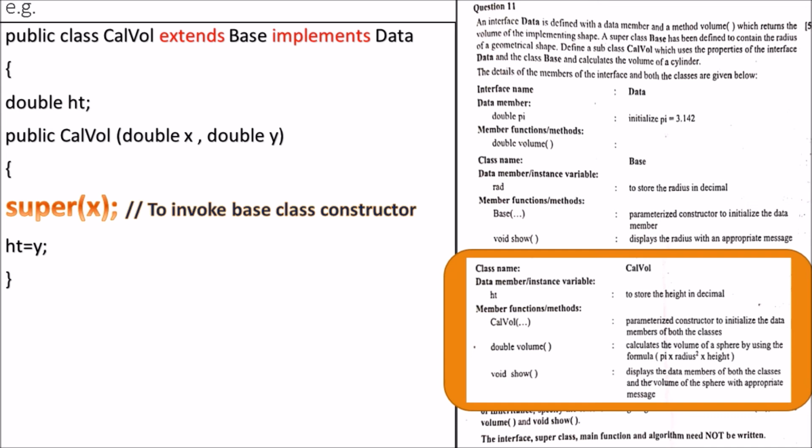Then the next function is double volume. It calculates the volume of a sphere by using the formula pi r square h. Mistakenly it is written as sphere, actually it is cylinder. So we will calculate this volume, public double volume. You can see we have written public double volume. If you write only double volume, then you will get an error, because this volume we have to take with the public specifier. So we are returning pi r square h.